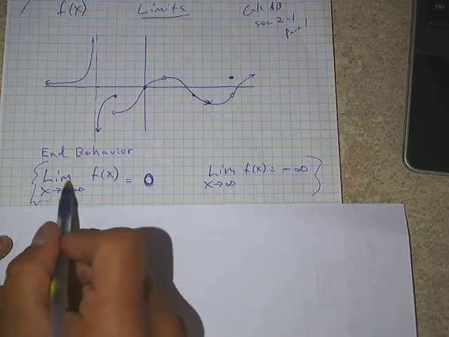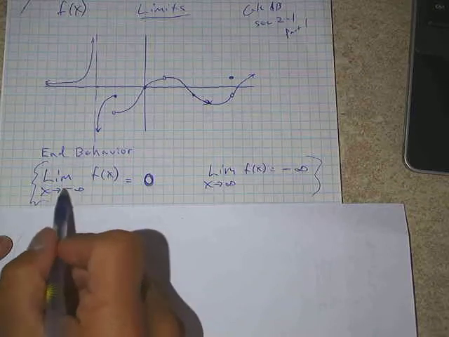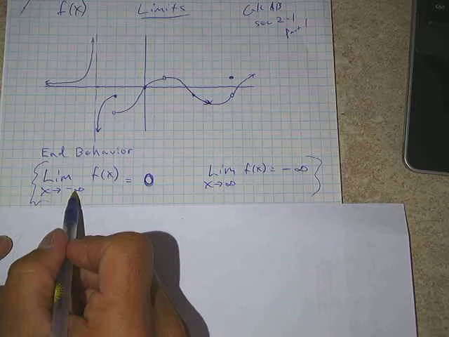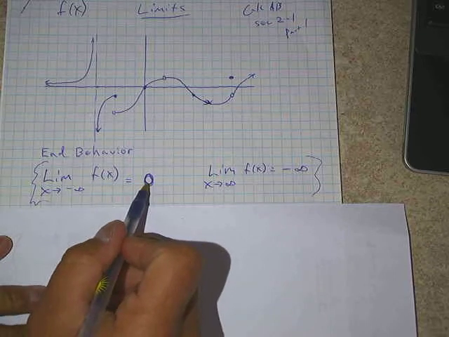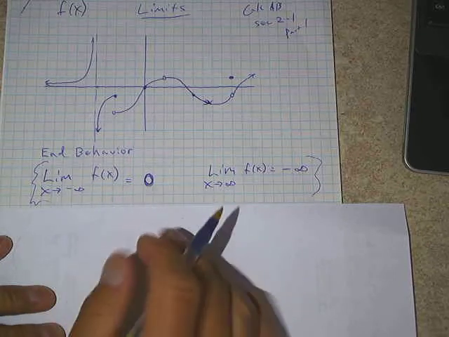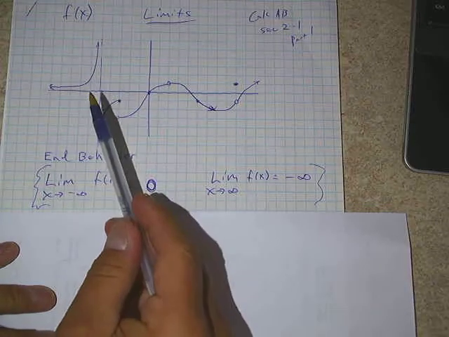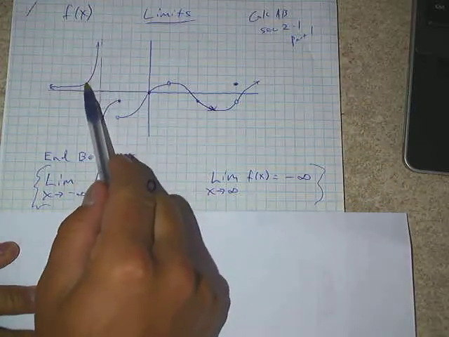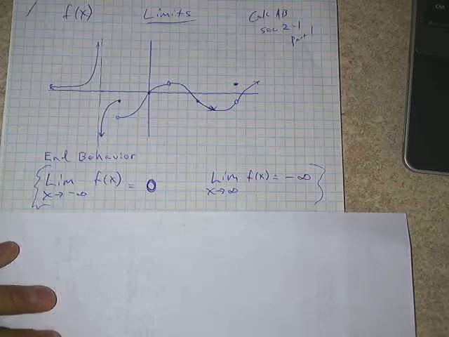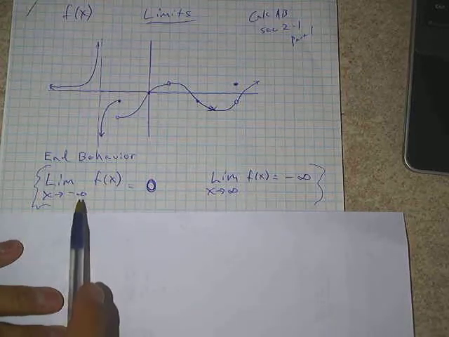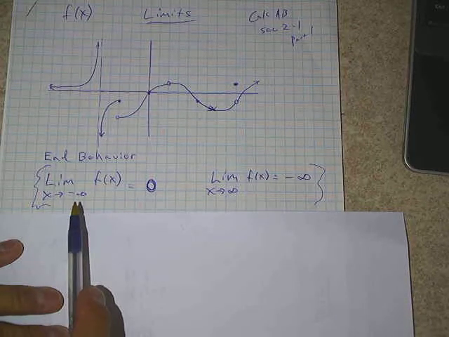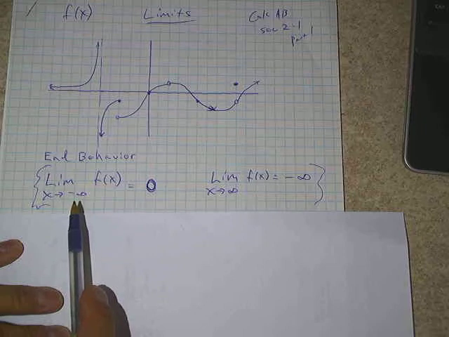Okay, so those are the words that go along with the symbols. If you were to read that to somebody, that's how you'd say it: the limit of f of x as x approaches negative infinity equals 0. Graphically, we can see that the curve approaches the x-axis as we go to the left.